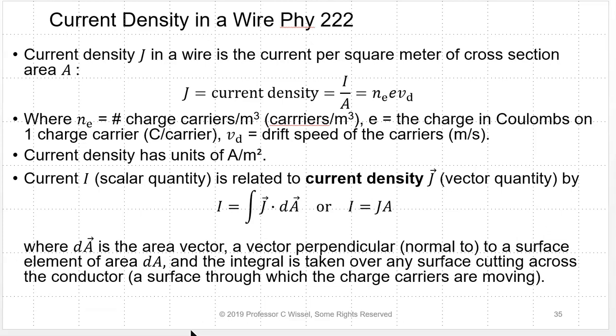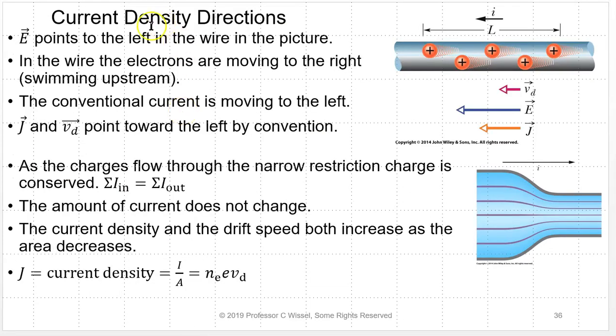The current I as a scalar quantity is related to the current density J, which is a vector quantity, where I equals the integral of J dot dA, or I equals JA, where dA is the area vector. That is a vector perpendicular, normal, to a surface element of area dA. Remember, angles are normally measured relative to the normal. And the integral is taken over any surface cutting across the conductor, a surface through which the charge carriers are moving. Now we'll talk about some density directions and what happens when the cross-sectional area of a conductor changes.